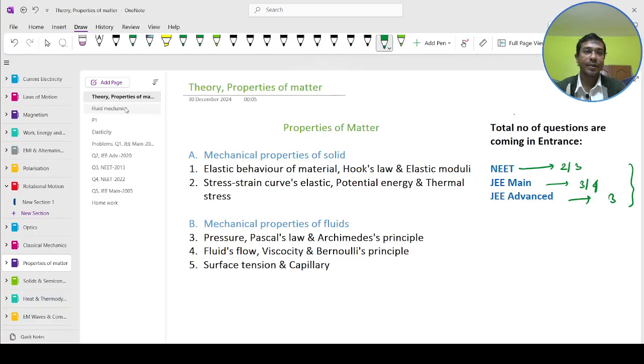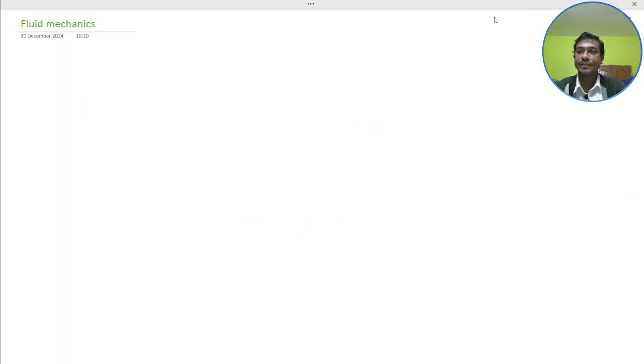So let's get started. First of all, fluid mechanics. I just draw a line for your clarification. So first of all, in fluid mechanics, the flow of the liquid. First of all is the velocity gradient, defined as del v by del y.